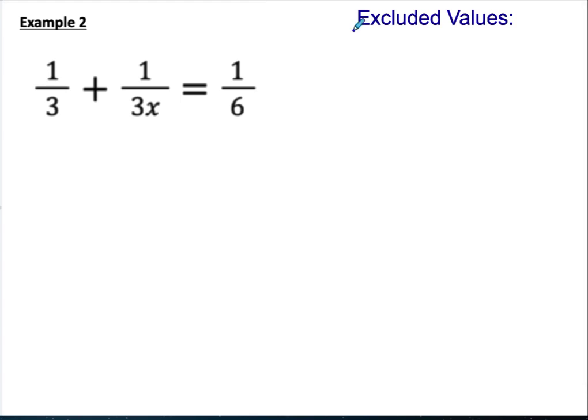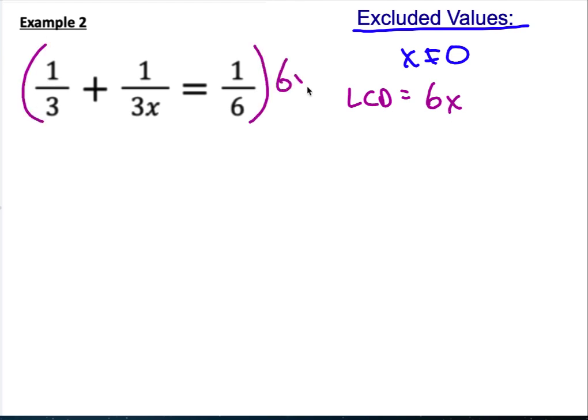First off, look for those excluded values. What can't x be equal to? Well, x can't be equal to 0. Then I start looking for my least common denominator. What could I multiply by to get rid of all of my denominators? Well, to get rid of a 3 and a 6, I need a 6. To get rid of an x, I need an x. So I'm going to multiply everything times 6x.